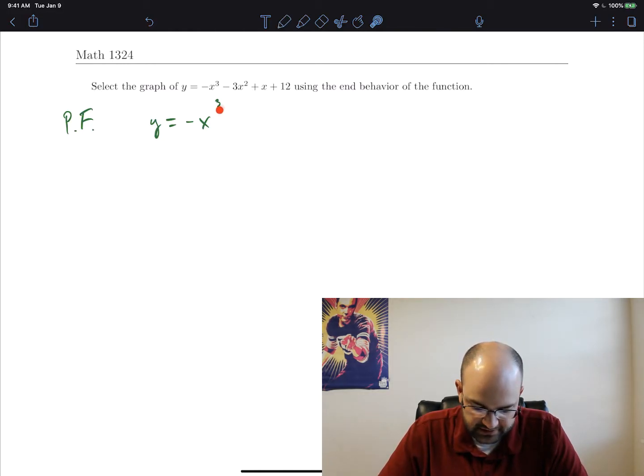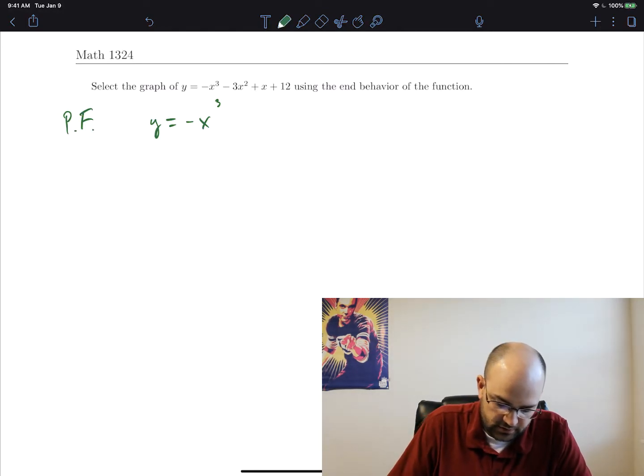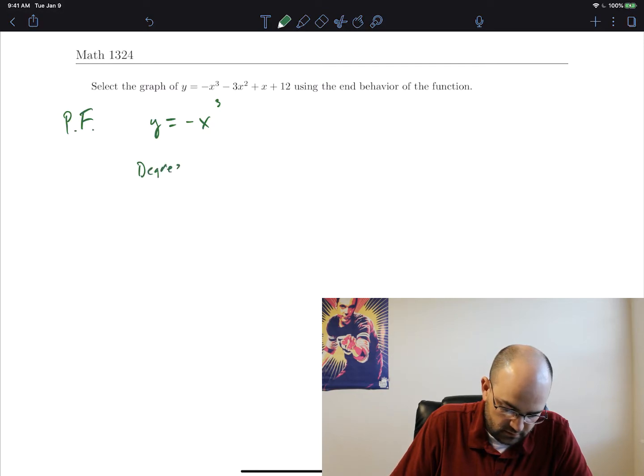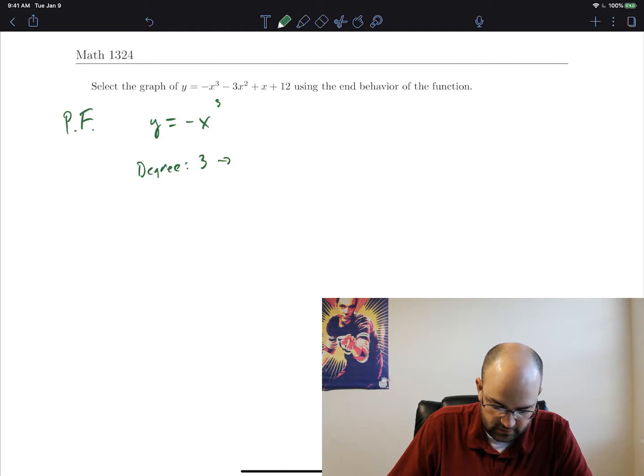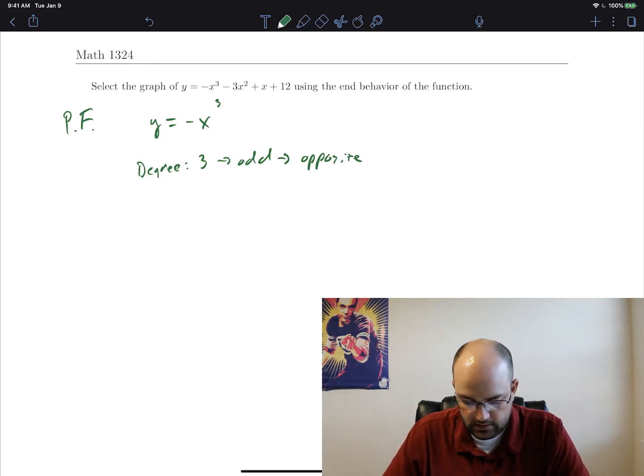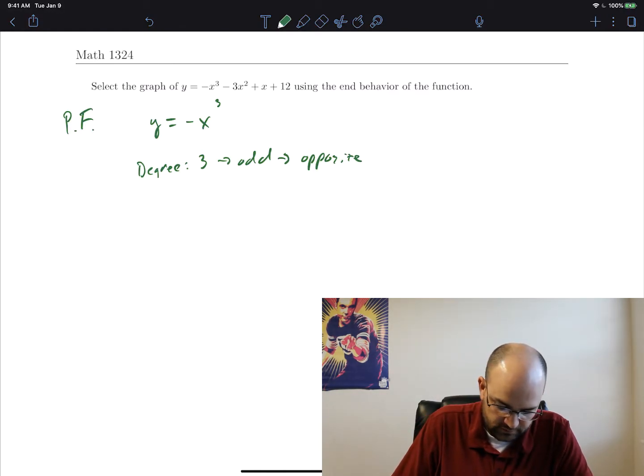So looking at this, the degree here is the exponent. In other words, it's the highest degree of the polynomial function. So the degree is 3. Notice that 3 is odd, and odd means opposite. And so what that tells me is I have two different possibilities. That or that.